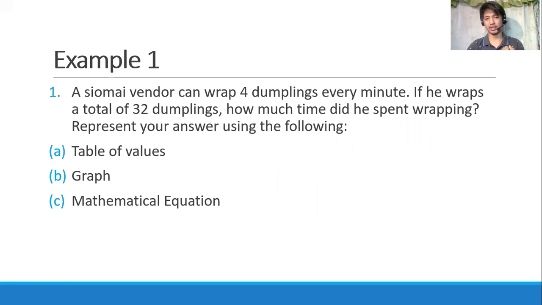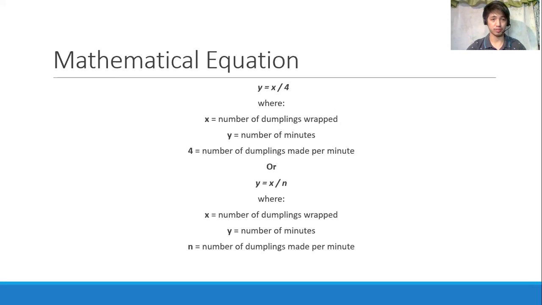A Shomai vendor can wrap 4 dumplings every minute. If he wraps a total of 32 dumplings, how much time did he spend wrapping? Represent your answer using the following: table of values, graph, and then mathematical equation. So let's have our solution.